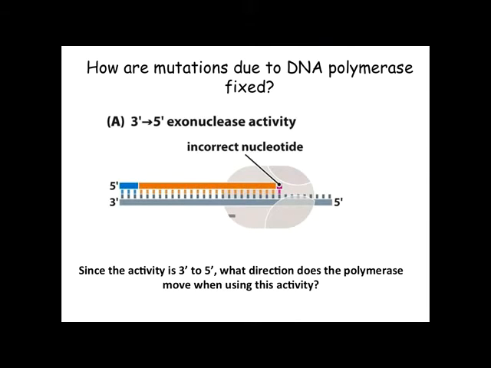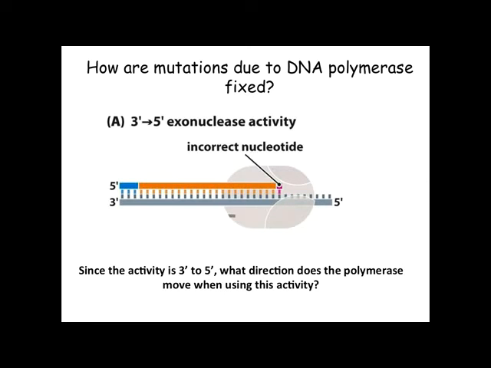So when DNA polymerase introduces these mutations, there needs to be a mechanism for it to fix them. And the first line of defense, so to speak, is what's called this 3' to 5' exonuclease activity. And we talked about this briefly in the DNA replication chapter. Both prokaryotes and eukaryotes, their polymerases have this exonuclease activity. So in bacteria, it's polymerase 1 and polymerase 3 subunits.